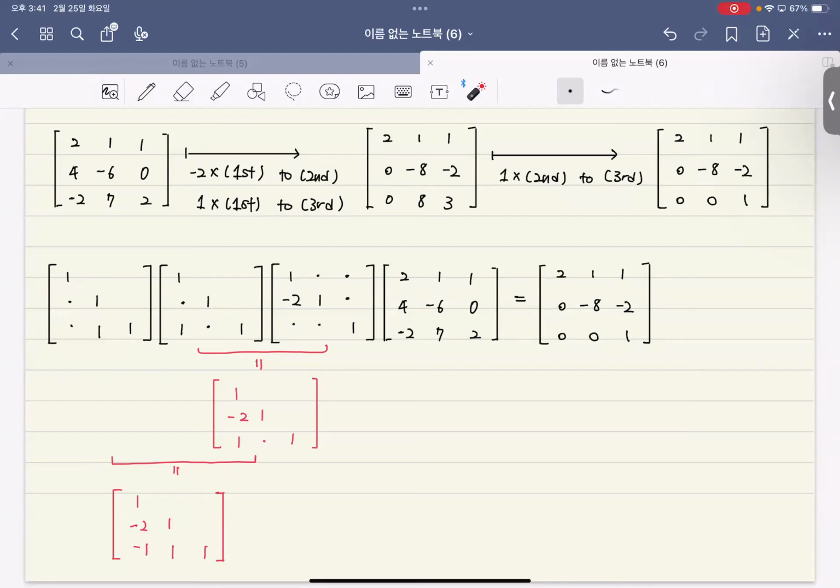Multiplying this elementary matrix by this implies I am performing the elementary row operation such that I multiply 1 to the second row and add it to the third. So this guy is multiplied by 1 and added to the third. And so minus 2 plus 1 must be minus 1. And this one, 1 plus 0 is going to be 1. Okay, good.